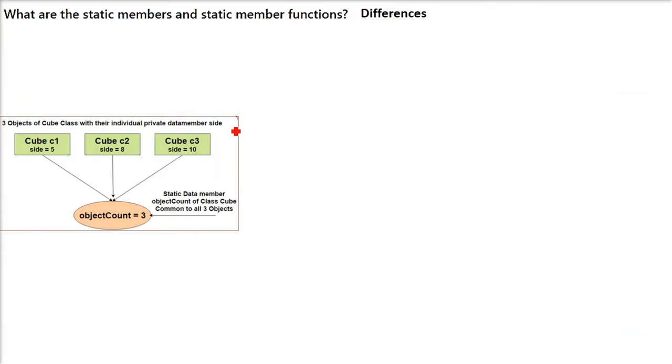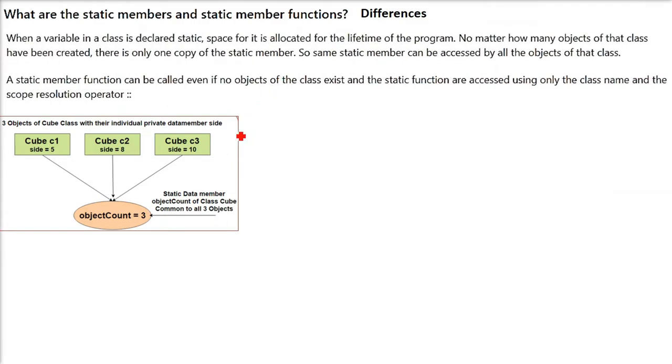What are these static members and static member functions? So let us see the differences also. But static means, just keep in your mind, one. Static means one. So when a variable in a class is declared as static, the space for it will be allocated for the lifetime of the program only once. So for that static variable's whole lifetime, it will be allocated a space, no matter how many objects of the class you create. Say you create millions of objects, it doesn't matter.